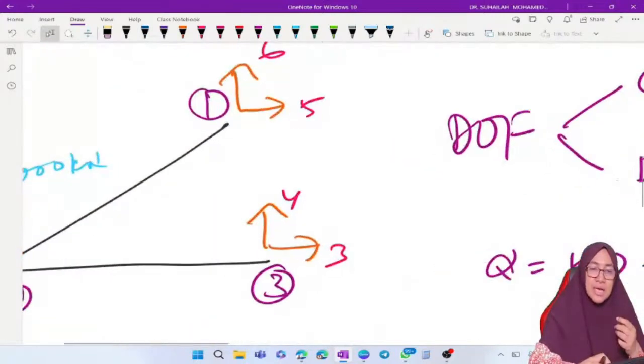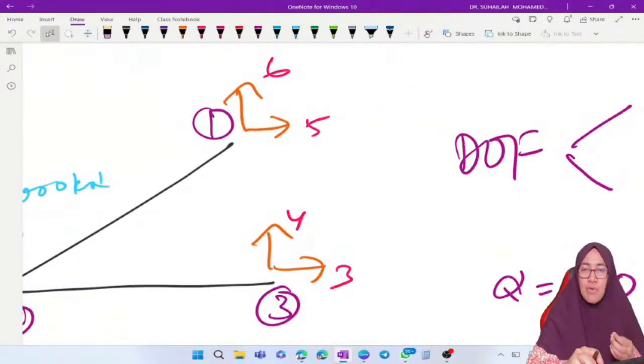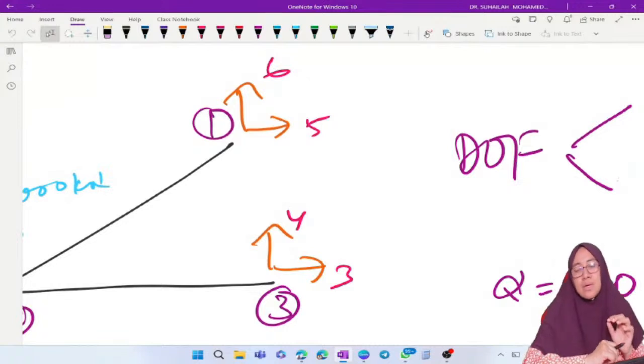D3, D4, D5, D6. What does D mean? In terms of displacement, D3 means horizontal displacement, D4 means vertical displacement, D5 horizontal displacement, D6 vertical displacement. So what are the values?